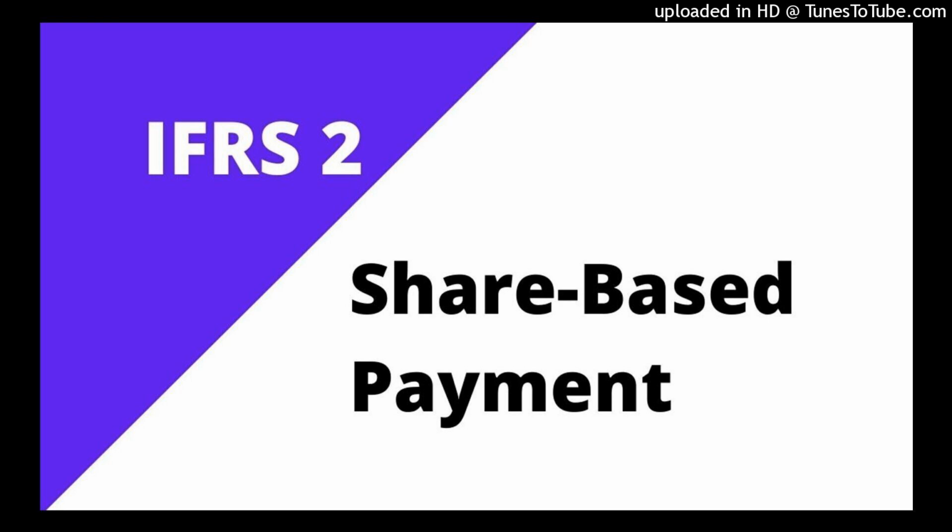The number and weighted average exercise prices of share options for each of the following groups of options: outstanding at the beginning of the period, granted during the period, forfeited during the period, exercised during the period, expired during the period, outstanding at the end of the period, and exercisable at the end of the period. For share options exercised during the period, the weighted average share price at the date of exercise.